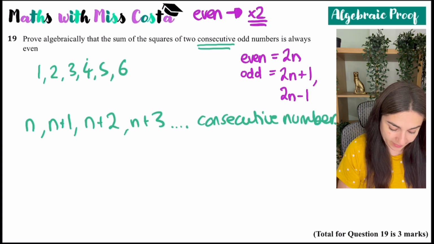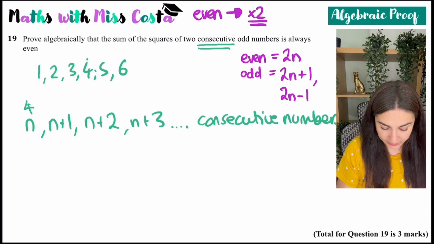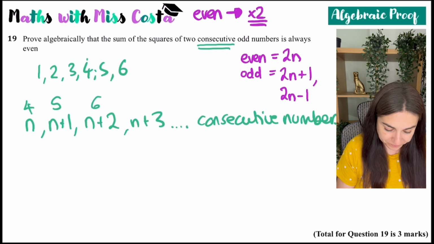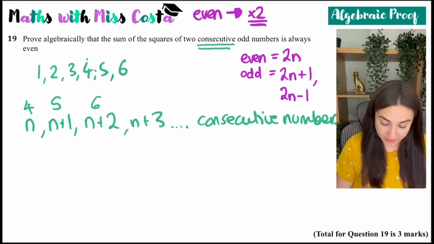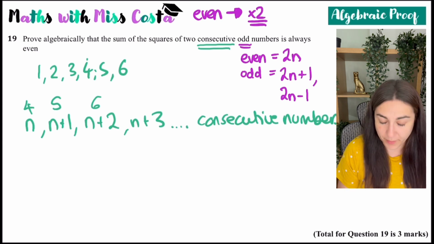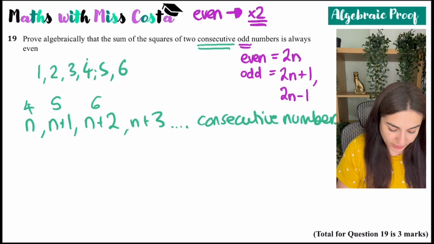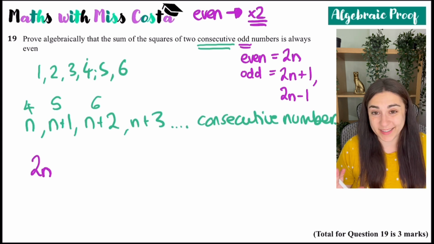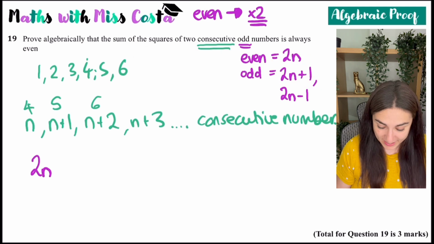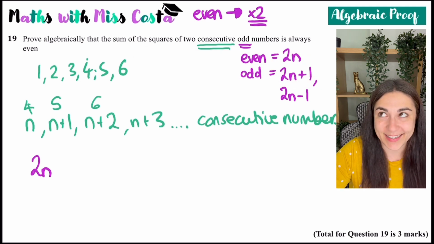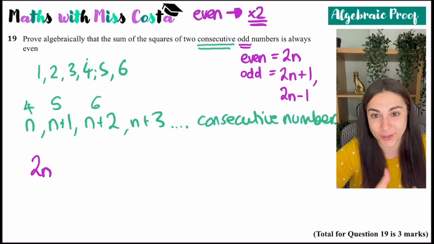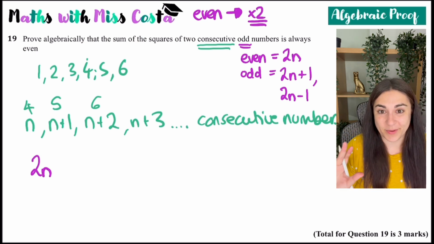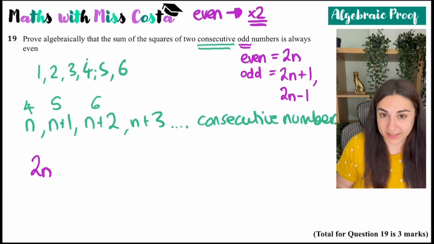Because if n was, let's say, 4, n plus 1 would be 4 plus 1, which is 5. n plus 2 would be 4 plus 2, which is 6. So that's how we get that. Now, the difficulty sometimes comes when it's saying consecutive odd numbers or consecutive even numbers. In order to prove something is odd or even, it needs to be 2n, because that's the only way you can prove that it's even, and adding or subtracting 1 from an even number is the only way you can prove that it's odd. So we're always going to be dealing with 2n or 2n plus 1 as our first thing.